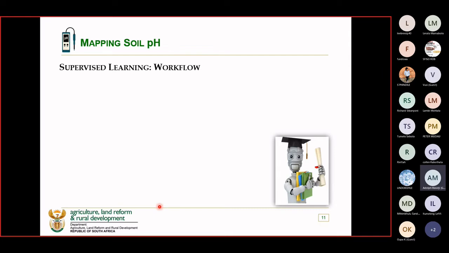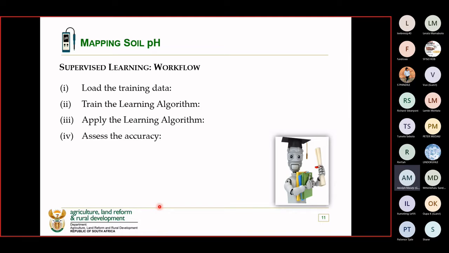So we are going to use a supervised learning methodology. It means you give the learning algorithm something, and then the algorithm will learn from that information that you provided. So if you provide the learning algorithm with information that was not properly analyzed in the lab or properly collected in the field, or with wrong coordinates, then the algorithm will use that and learn and then give you something. So the workflow is that you need to load the training data. Those are the georeferenced point data of your electrical conductivity, soil pH, and ESP. We load it into the system, and then the learning algorithm is going to learn from that. And then you train the learning algorithm.